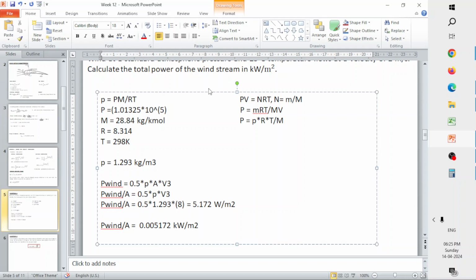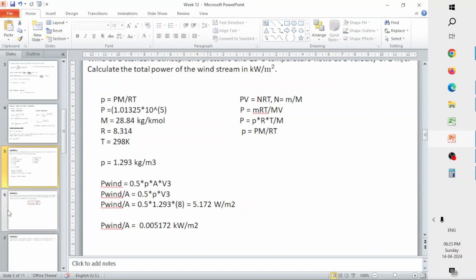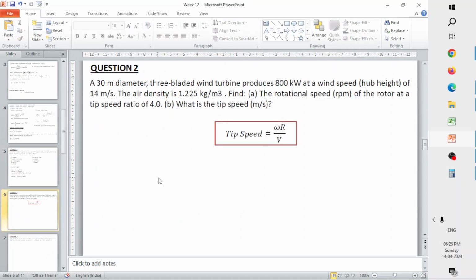Then you can express this as rho equals PM by RT. So yeah, we did this in the last class also. It's just a very quick recap. So let's move on to the next question.